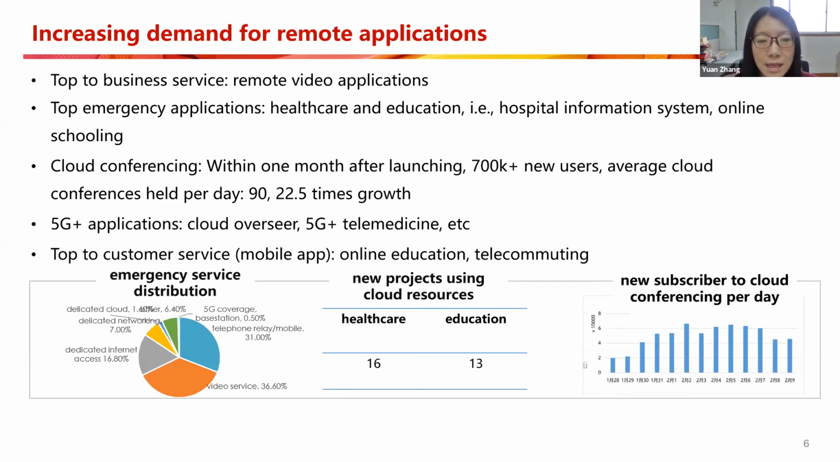I looked into our statistic data in February. The requirements for remote application are increasing. Regarding business-to-business services, the most visible ones are remote video applications. Among all of the emergency applications, the top two are healthcare and education-associated applications. For example, the hospital information system, online schooling, and we launched the cloud conferencing product in January. Within 1 month after launching, we got more than 700,000 subscribers, which is 22 times growth compared to data before the pandemic.